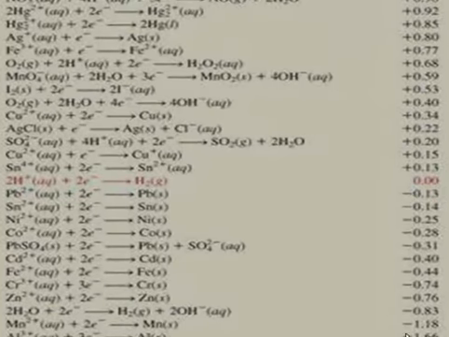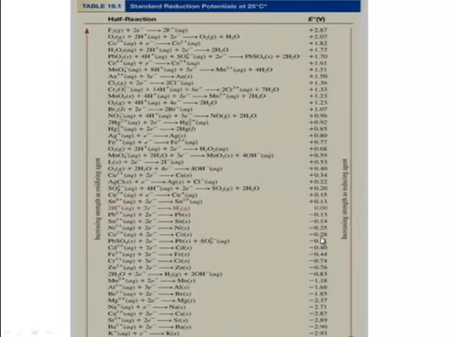All the elements below hydrogen in this particular table have a negative reduction potential. That means all these electrodes would prefer to undergo oxidation reactions, whereas all the electrodes above hydrogen in this table have positive electrode potentials and hence are quite capable of undergoing reduction reaction.